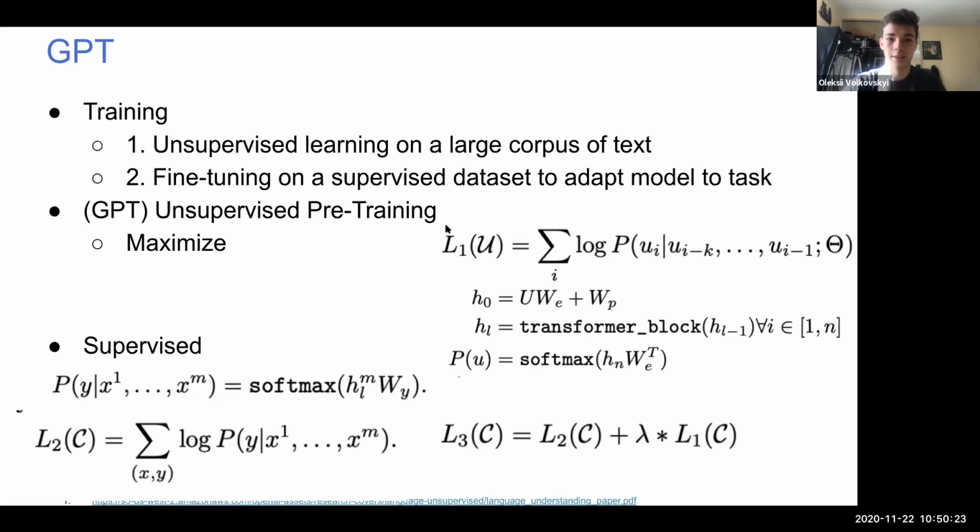First we need to define the L1, the loss it's going to train on. All it really trains on is the log probability of the next word, given all the previous words and the parameters of the model. Pretty much, you can derive this.